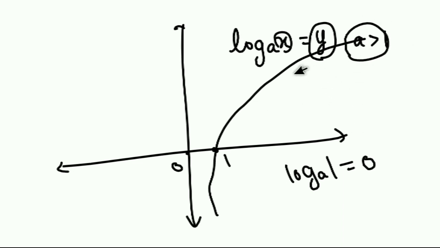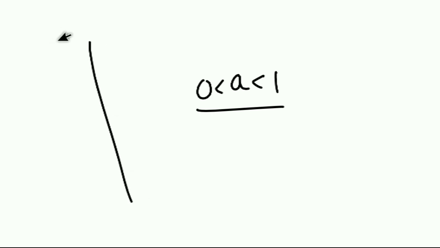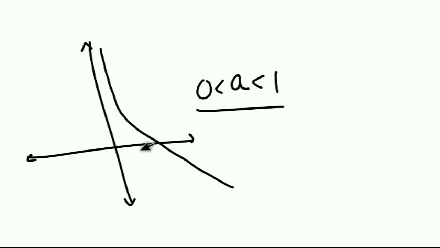So this is your graph when your base a is greater than 1, and let's see when your base a is between 0 and 1, then your graph will be something like this. Your graph will be like this. This is when your base will be between 0 and 1.